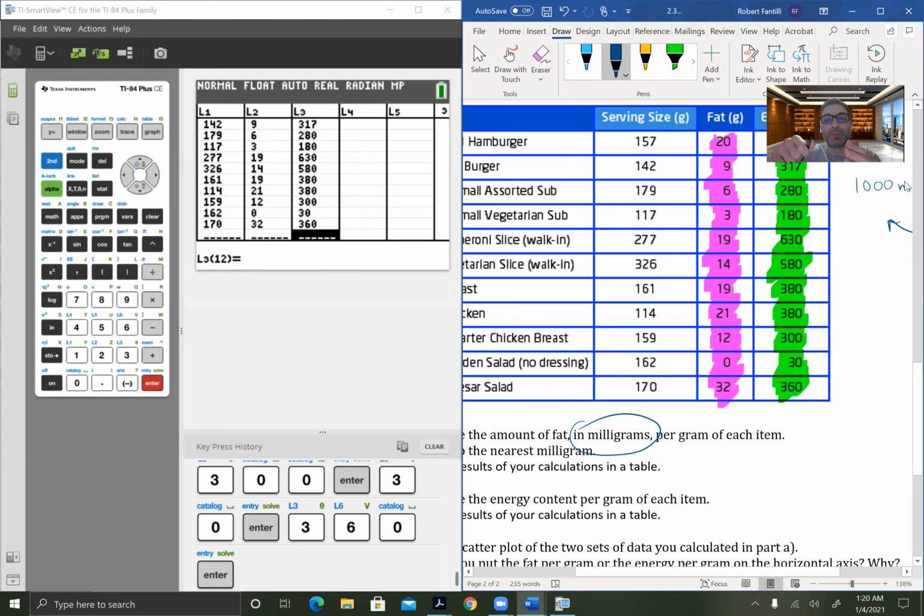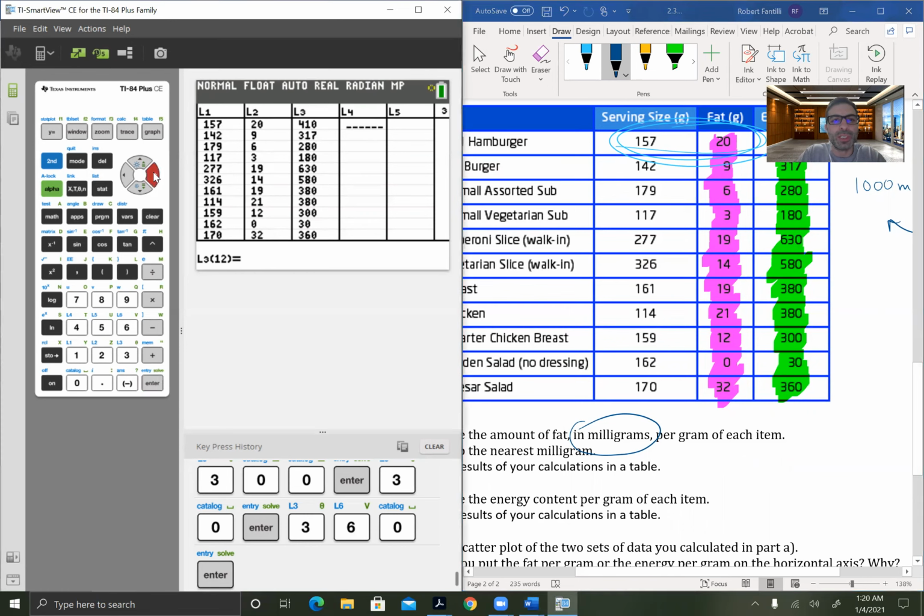Remember, if it was just fat per gram, we would take, for the first one, the 20 divided by 157. But in this case, we have to do 20 times 1,000 because we want it in milligrams, and then divide by 157. We want to do that for everything in column 2, that highlighted pink column, and then divide it by list 1. So we're going to go to list 4.